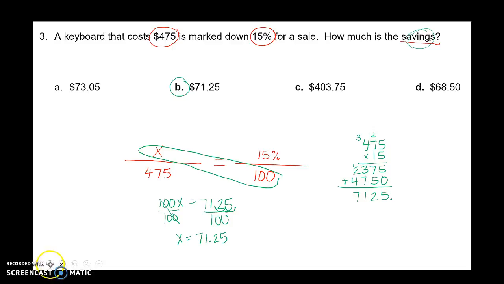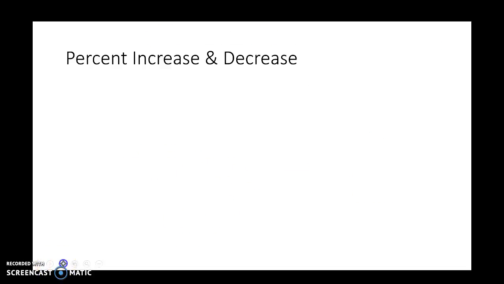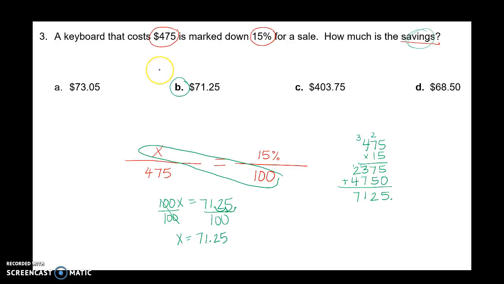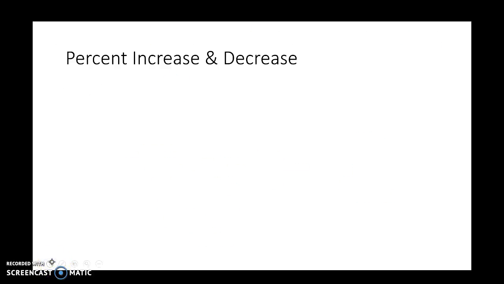Okay, so now we're going to move on to the next type of percent problem. This type of percent problem is percent increase or decrease. So an increase would be something such as a markup, and a decrease could be a markdown. Or an increase could be that you're trying to find a percent of profit, or, you know, the new price with a certain percent of profit.